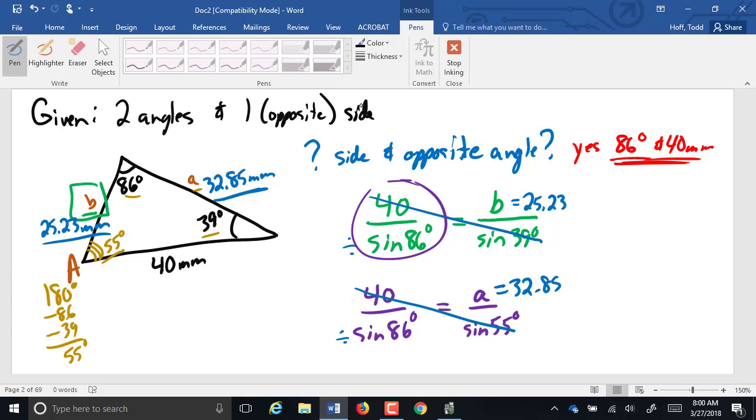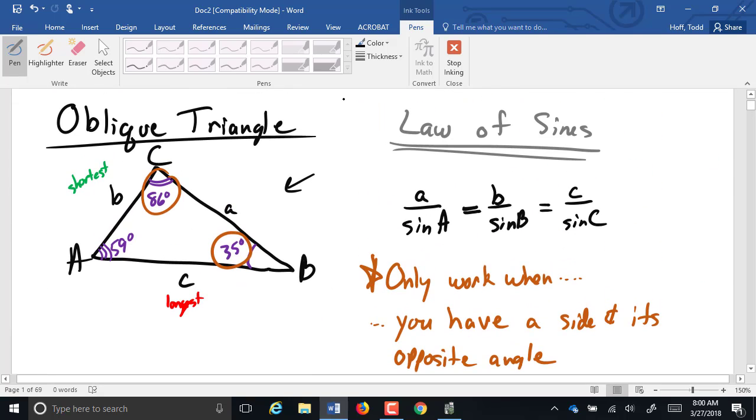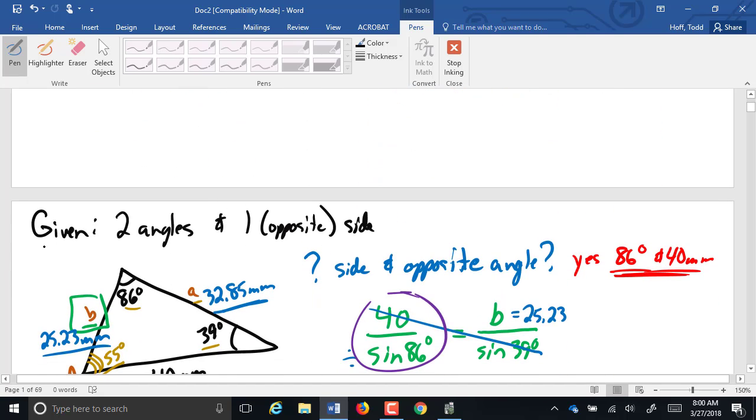Can anybody tell me why all three angles wouldn't work? That'd be going back to what I gave you up here. If you had all three angles, I could make a triangle that has those same angles, it's just smaller, or bigger, or whatever. So having all three angles doesn't guarantee it's the same triangle. It guarantees it's similar. So that's case one, where we have two angles and a side that is the opposite side.